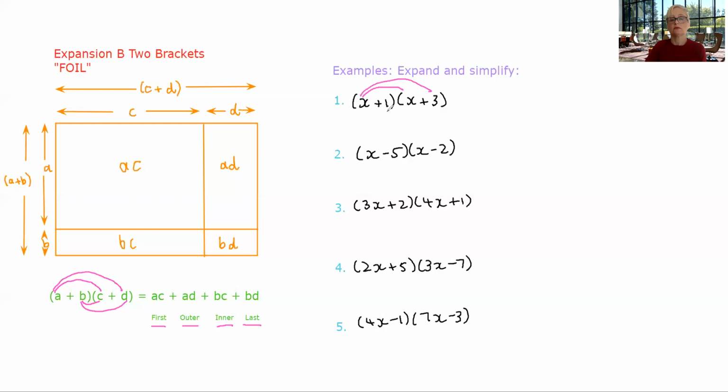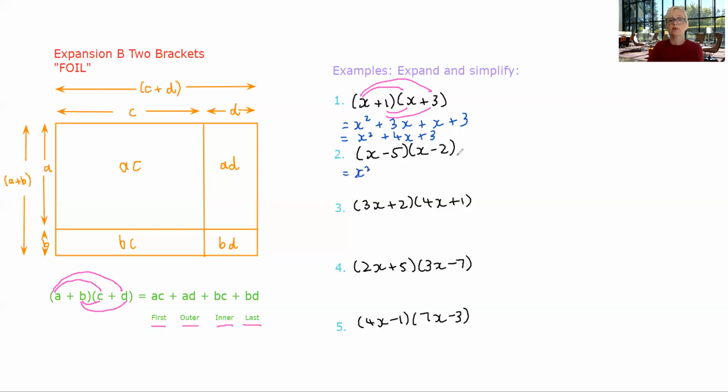Let's do our little arrows. So we're going to get x times x, which is x squared. X times 3, which is 3x. 1 times x, which is x. 1 times 3, which is 3. And then we're just going to collect up our like terms. The only like terms we have here are our x terms. 3x plus x is 4x.